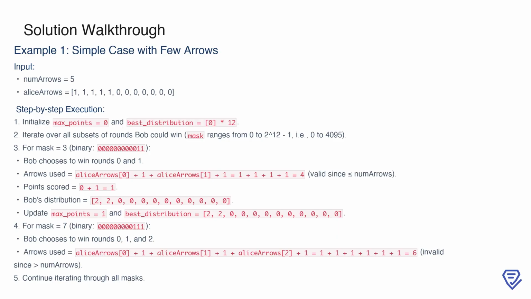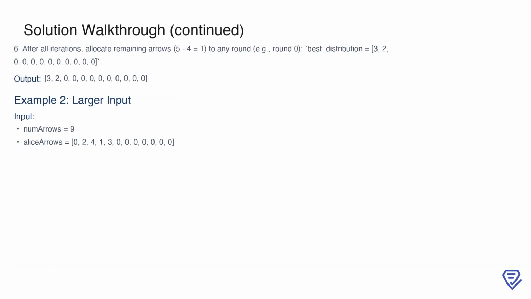On the other hand, for mask equals 7, representing rounds 0, 1, and 2, the arrows used exceed the limit, so this configuration is invalid. The process continues, evaluating all other masks in the range. Once all possible masks have been evaluated, we allocate any remaining arrows to Bob's distribution. In this example, Bob used 4 arrows, leaving 1 arrow unused.